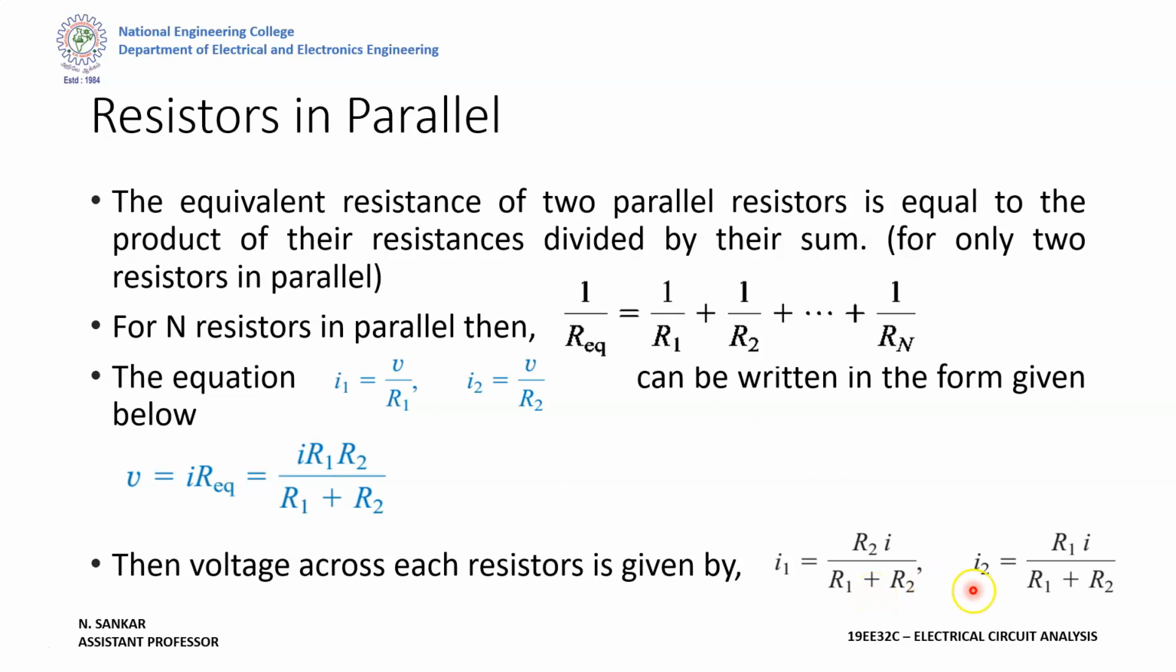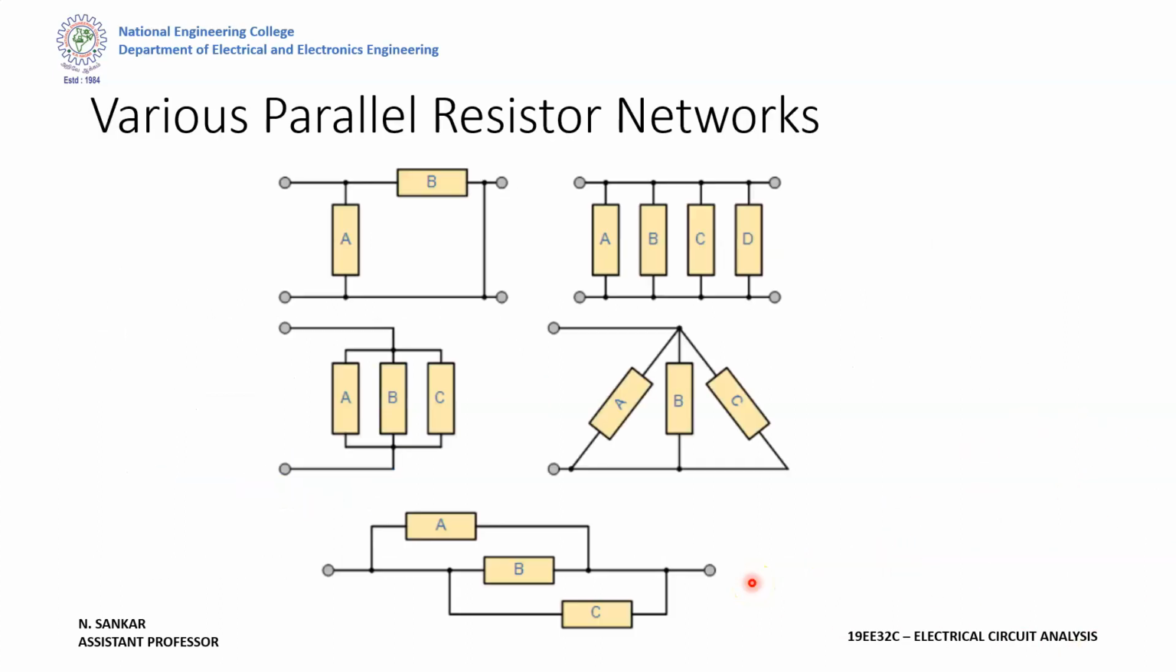Similarly, I2 is equal to I into R1 divided by R1 plus R2. So this will be useful in a rule called current division rule, which will be learned in unit 2. As of now, you just learn how to find the current through resistor 1 and resistor 2 if you know the value of total current and resistors alone. So this will be the formula for that.